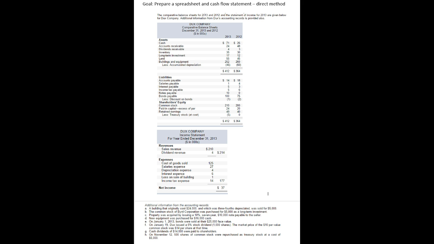Notice I've given you some information from Dex Company, 2 years worth of balance sheets so you can calculate the change in the balance sheet accounts, and one income statement. You'll recall income statement accounts show the change in the account because they always begin with zero. And then I've given you additional information from the accounting records. If we had a general journal, I wouldn't need to give you additional information, but since we don't, we'll use this additional information to calculate the change in our accounts when we need it.